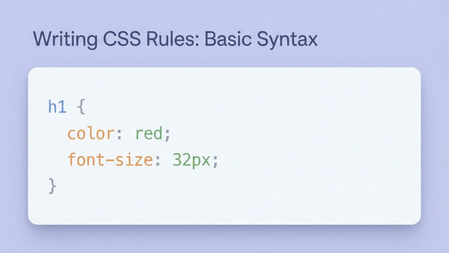So how do you actually write CSS? The syntax is straightforward. You start with a selector, for example, h1 to target all heading 1 elements. Then you open a pair of curly braces, and inside those braces, you write your style declarations. Each declaration is a property-value pair, like color: red or font-size: 32px, followed by a semicolon. That's the complete structure of a CSS rule.